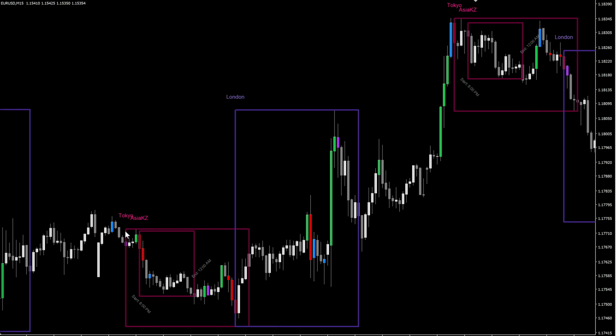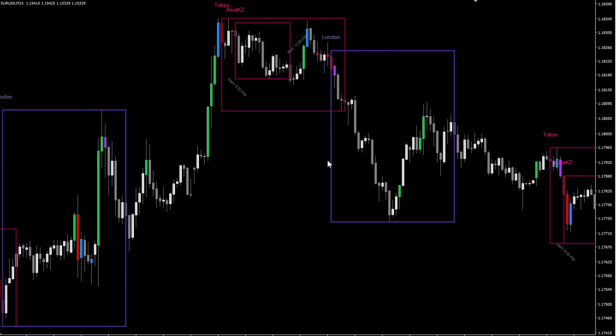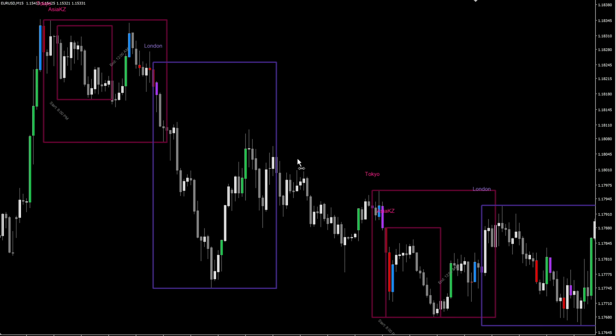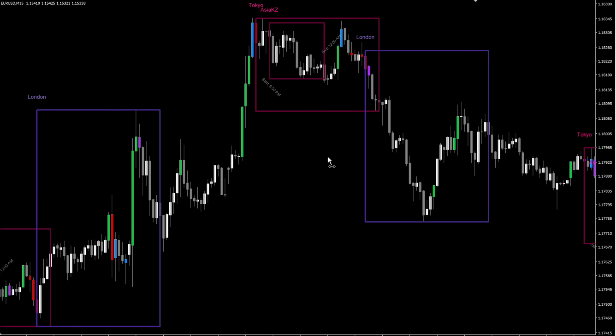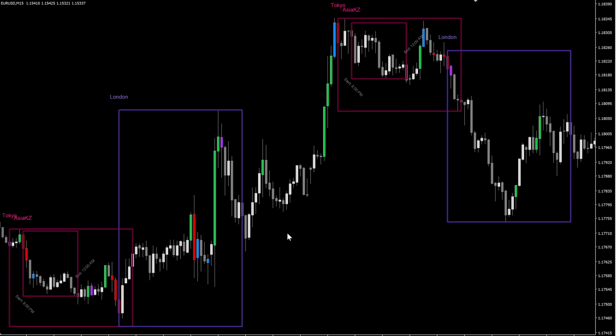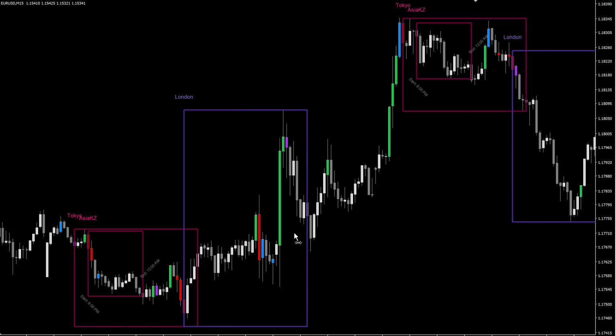Like Tokyo sessions are usually consolidation sessions, and then suddenly price just goes up or down. And ICT concepts, they have very well defined and consistent rules. Let me talk about some of my favorite setups and you'll see what I mean.